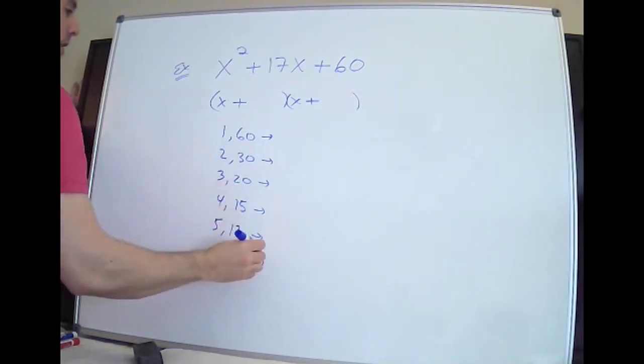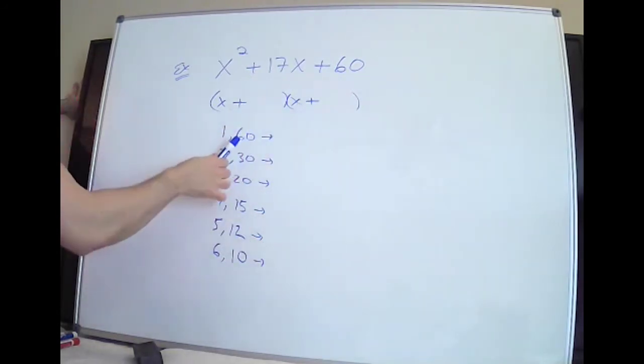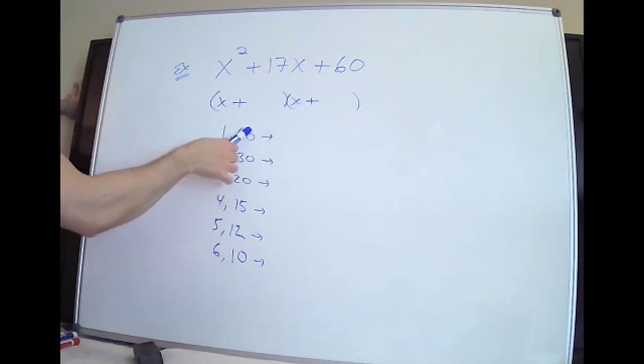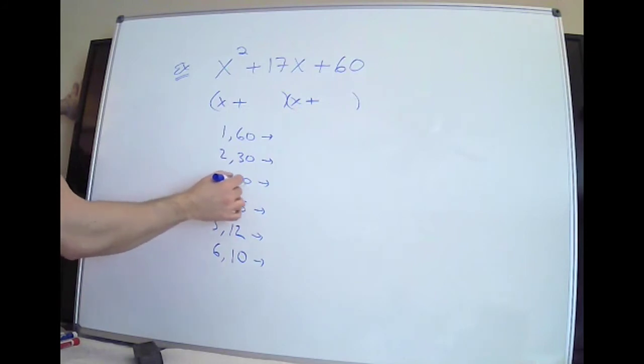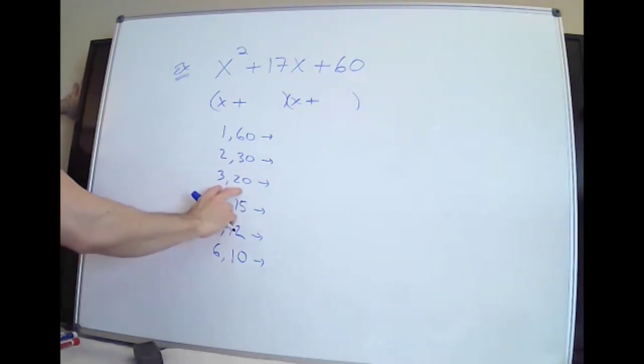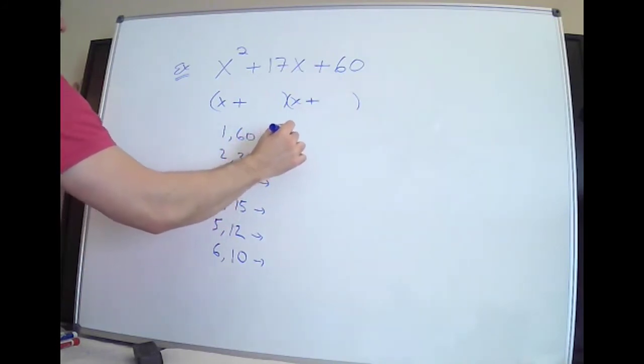Why am I adding them together? Because my signs are the same. When the signs are the same, you add. So I want to add these pairs up and see when I get a 17. Now, some of you will be like, oh, 20 and 3, 20 and 3. This does not add up to be 17. You have to be very careful when you do this. You have to do the right thing.